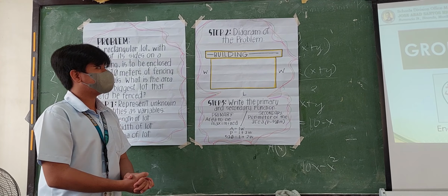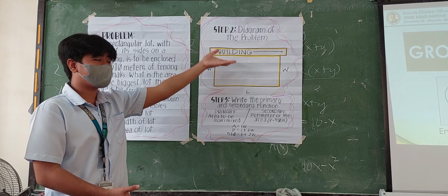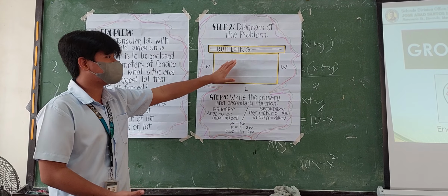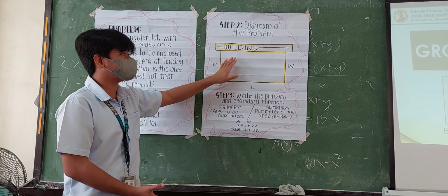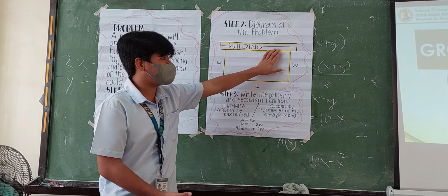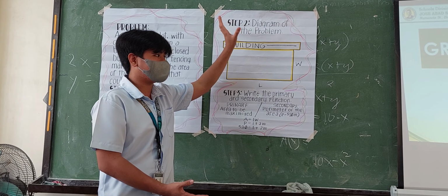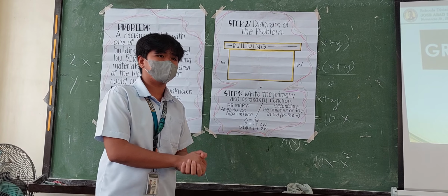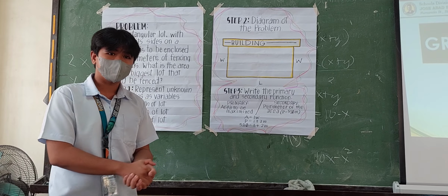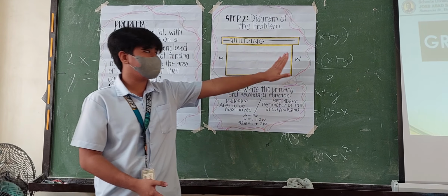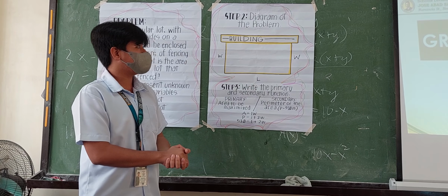Drawing the diagram of our problem, we will have here the diagram version of our problem. As we said earlier, one of the sides of this rectangular lot is on a building. Since one of its sides is already on a building, we will only consider 3 other sides to be fenced by the 510 meters worth of fencing materials. So, we have here 2 widths and 1 length, and now we are complete with our diagram.